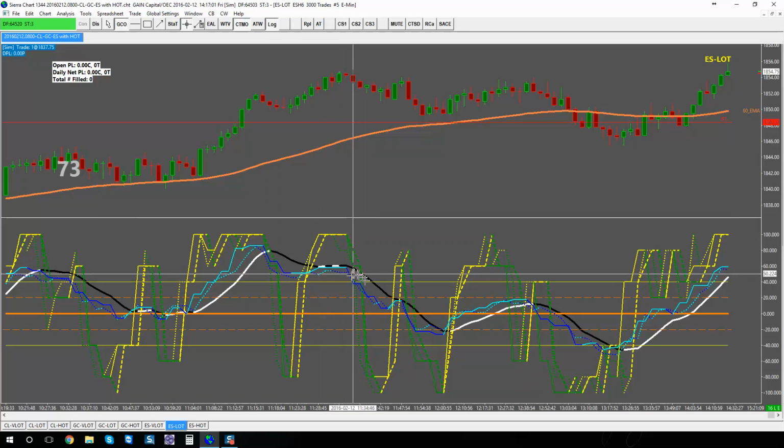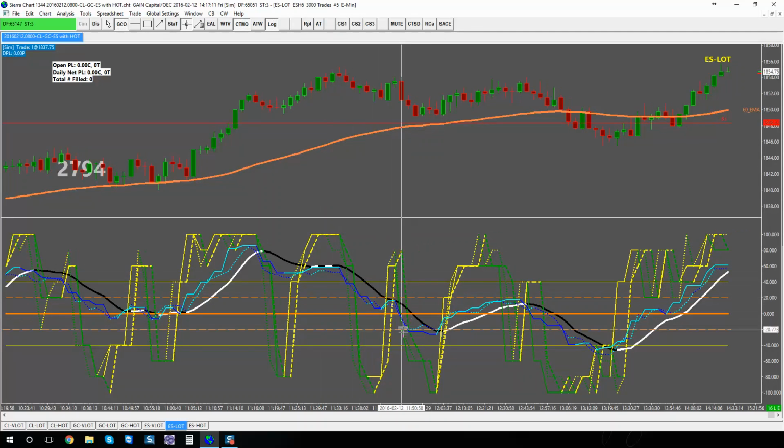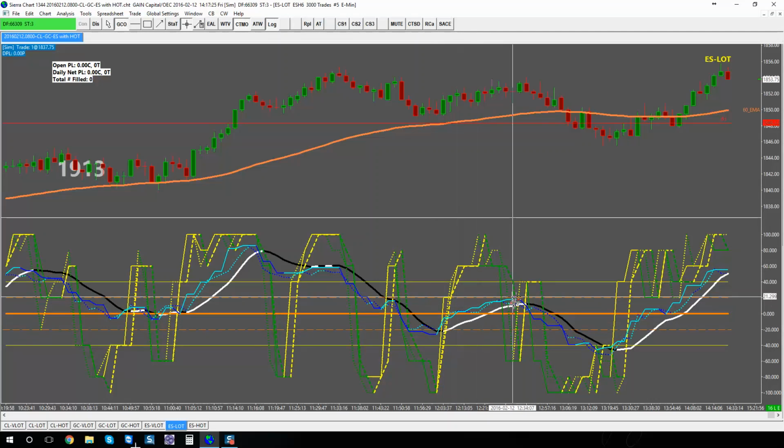I take this short as the lines gather. And take profit right here because they gathered back to go the other way. Take it a short again, and stay with it until the blue cuts through the black and white. Take profit right there. Take this for the long. And then take profit right here.